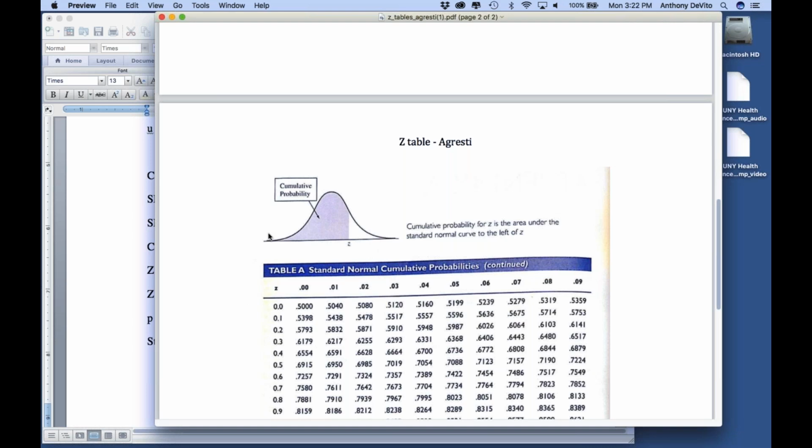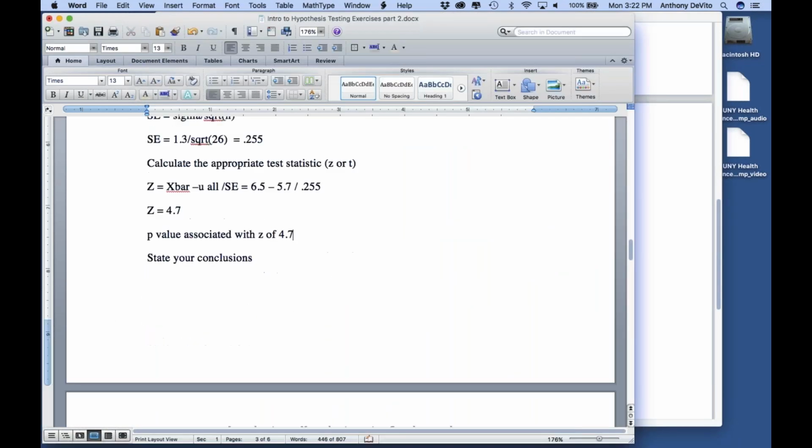If I use 0.001, what do I have to do with that 0.001? Because I'm only looking at one tail, I have to double it. 2 times 0.001. Okay, so P is equal to 0.002.